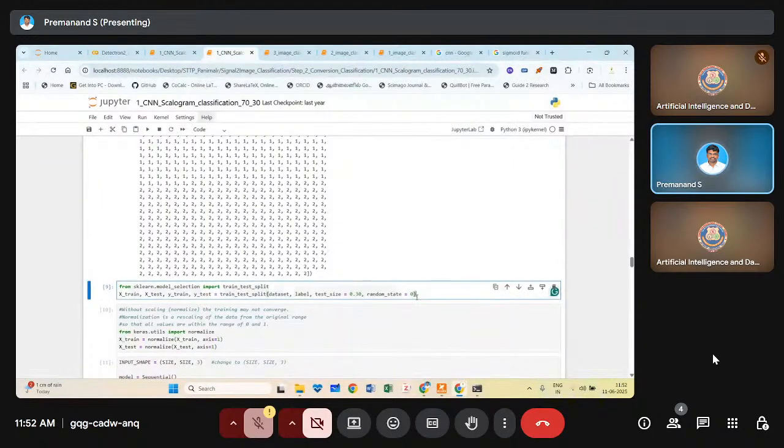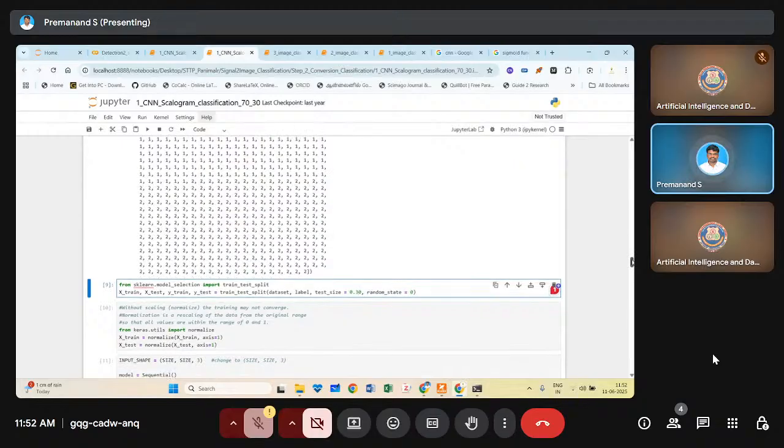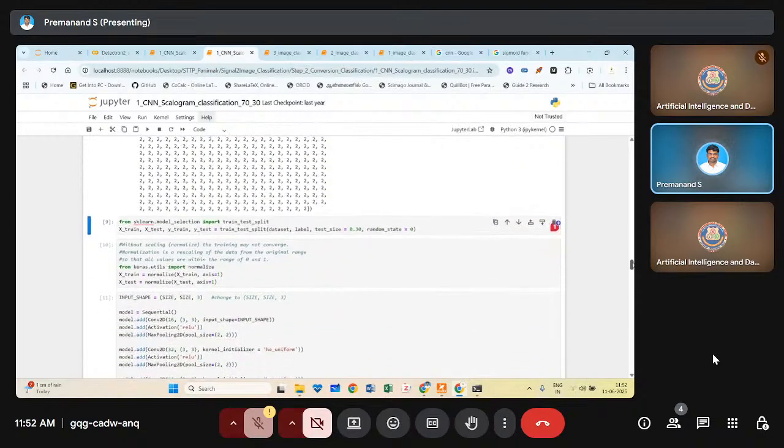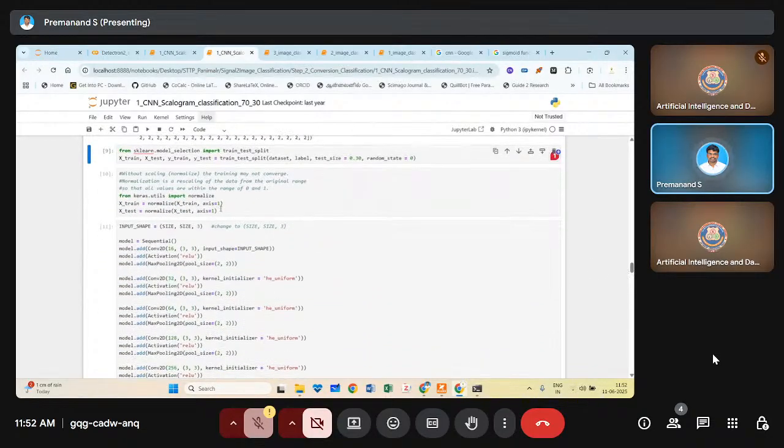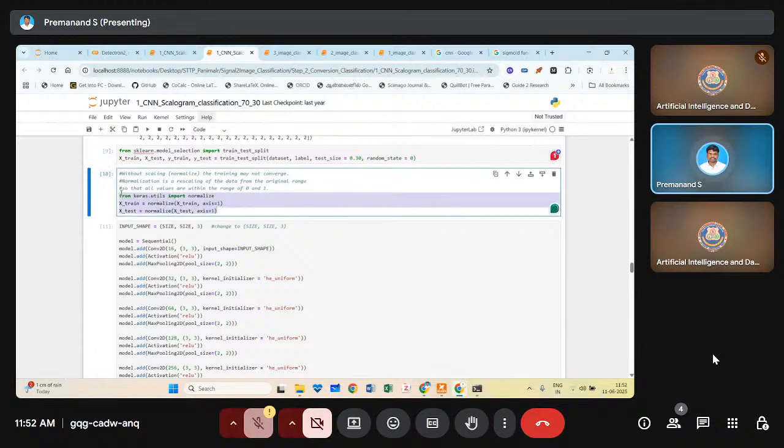As usual, here I'll be splitting the data, with 30% used for the testing data and the remaining 70% used for the training purpose. By default, as I said before, before modeling we need to normalize the data. So here, using the normalize process, I will be normalizing all the data present in the training as well as the testing sets.